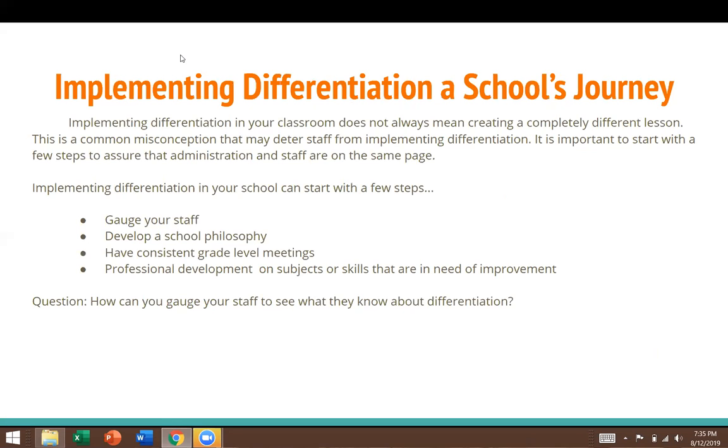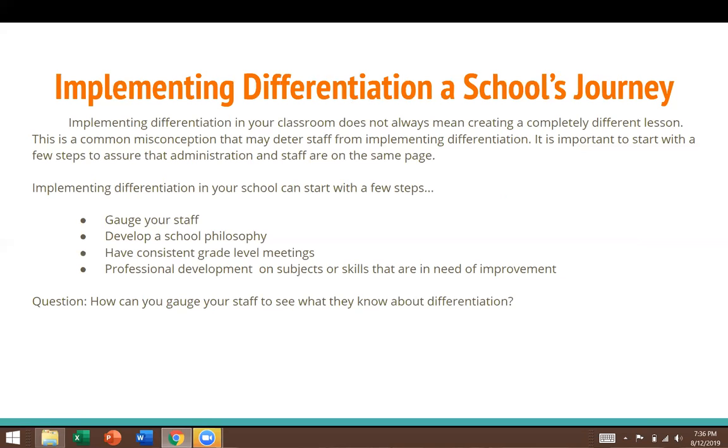Ask teachers what they know about differentiation and see where they are. Develop a school philosophy. After you've gauged your teachers, it is important that you create a definition together and decide what is your school's belief about differentiation. You want to have one mission to ensure that students have consistency throughout their time in your school. This is also a good time to talk about any misconceptions that teachers have about differentiation.